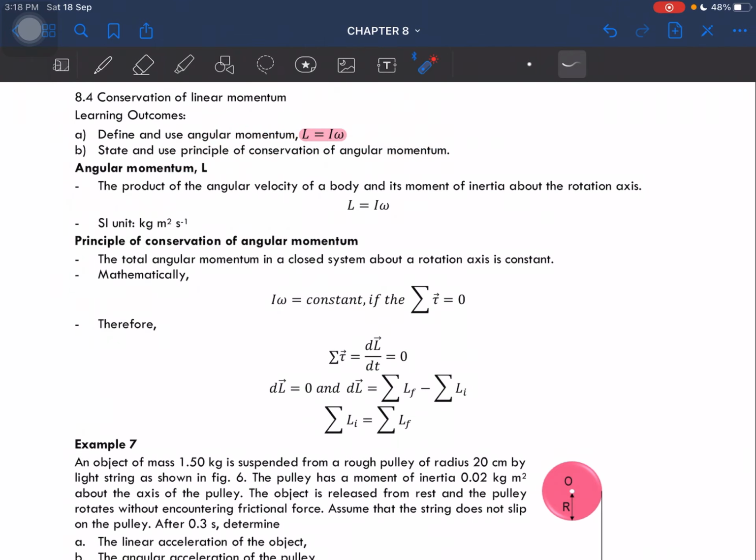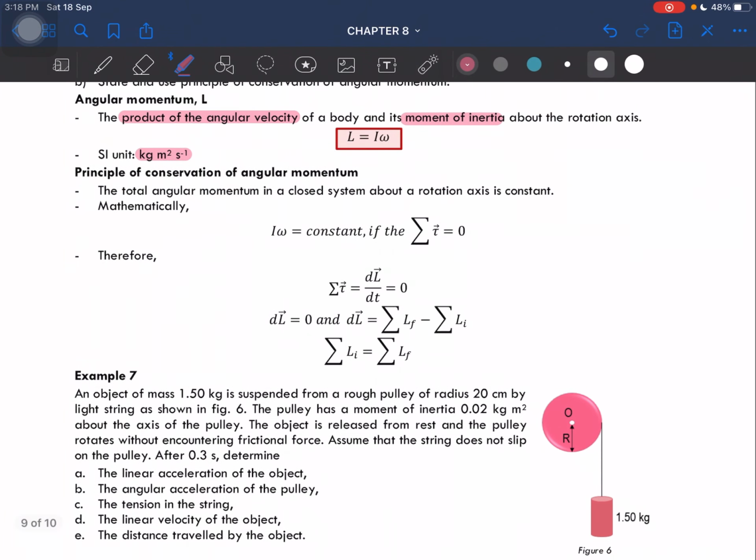Okay, so angular momentum is labeled as L, and it is defined as the product of the angular velocity and its moment of inertia about the rotation axis. So the formula is given here, with the SI unit being kilogram meter square per second.